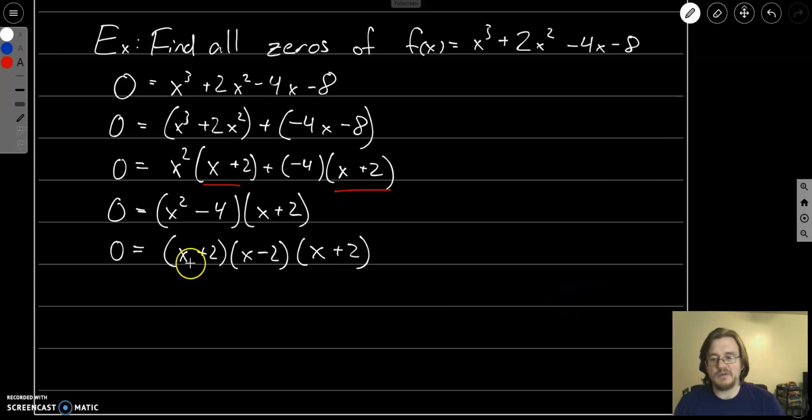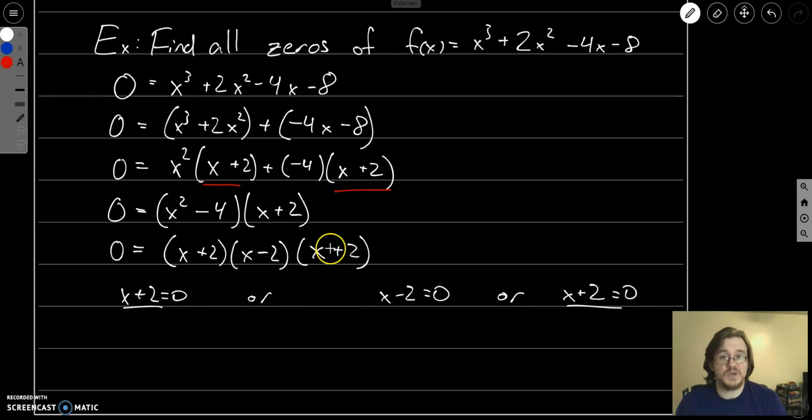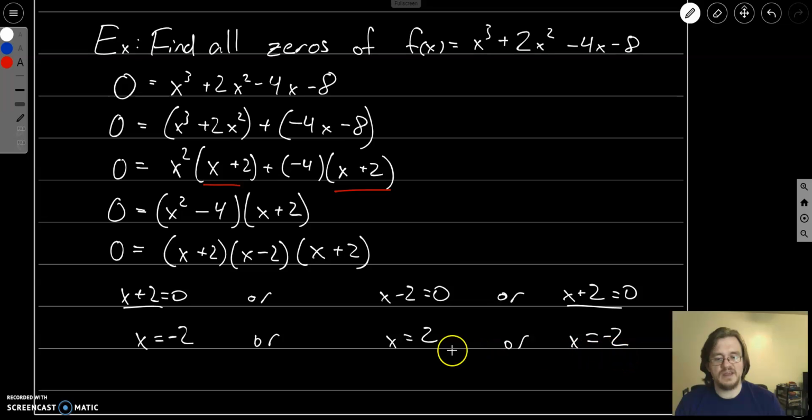So if I'm going to multiply some numbers together to get 0, the only way I can do that is if one of those terms is equal to 0. So we have x plus 2 is equal to 0, or x minus 2 is equal to 0, or x plus 2 is equal to 0. Notice that we get the same equation twice because it shows up twice. So here, x could be negative 2, or x could be equal to 2 if I add 2 to both sides, or x could be equal to negative 2. So what are the zeros? These are going to be 2 and negative 2.